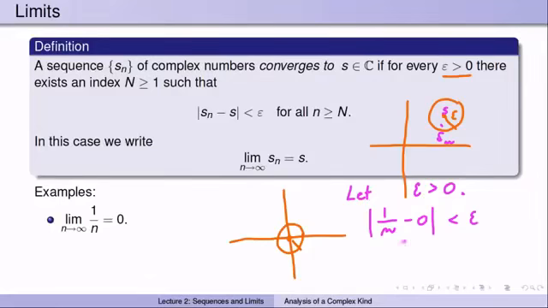So what does it mean for |1 over n| to be less than epsilon? This simply simplifies to 1 over n less than epsilon, and I can solve this inequality. For which values of n is this true? That is true when n is greater than 1 over epsilon. So for my given epsilon, I calculate 1 over epsilon, and then I just pick an index n that is bigger than that 1 over epsilon, and I'm guaranteed from that index on, my entire sequence will be located inside this disk.